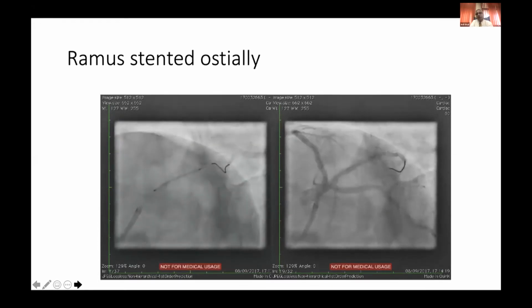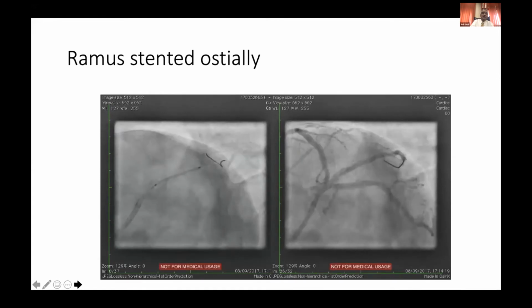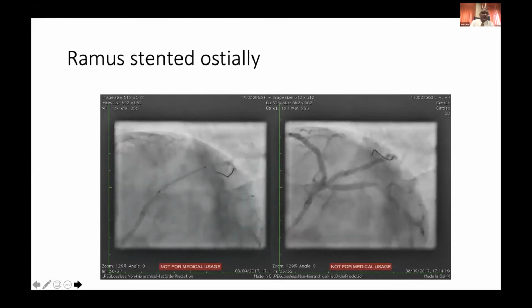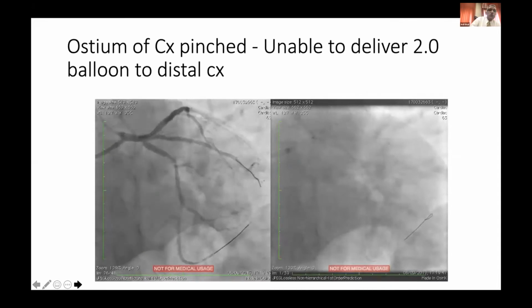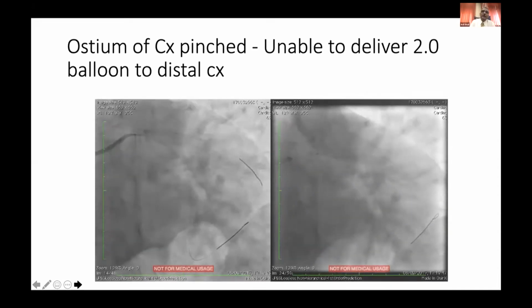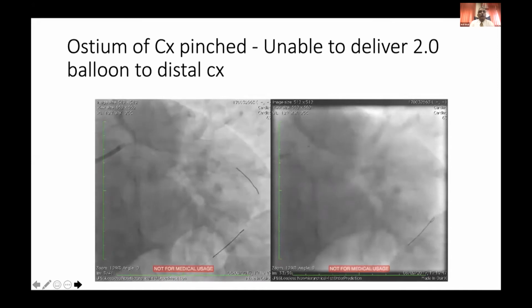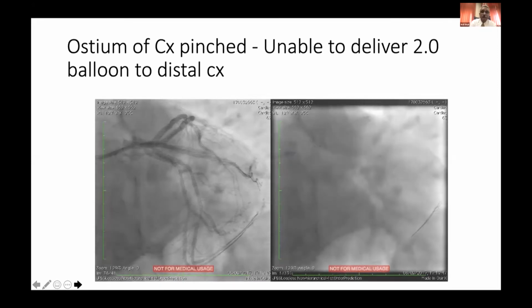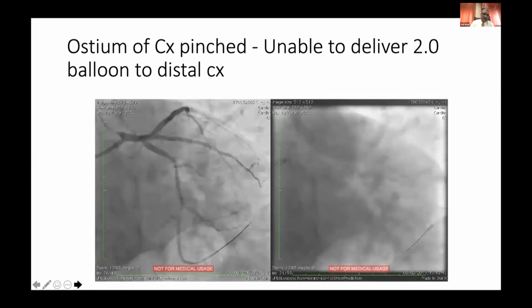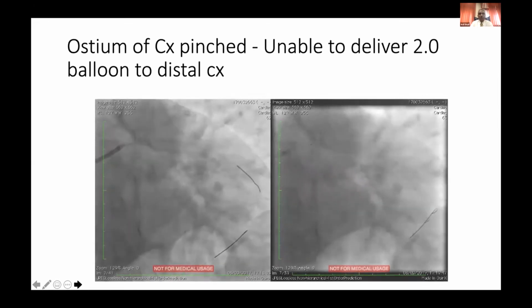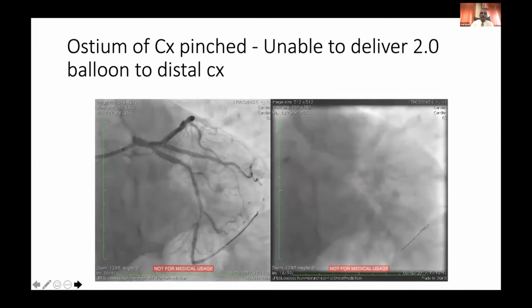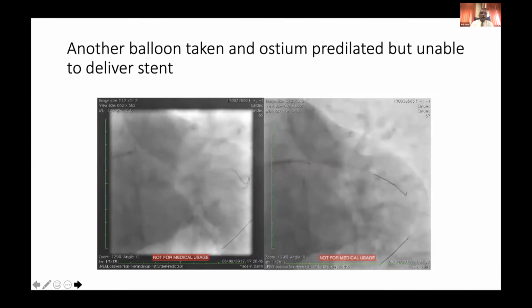And this was something which, in hindsight, may have been the key to this case, because we went ahead and stented this, but I was called in when, after doing this, he was unable to deliver a balloon to the distal circumflex. Well, first things first, I said, okay, your stent has come into the proximal circumflex. Let's rewire it. We rewired it, and we took another balloon.